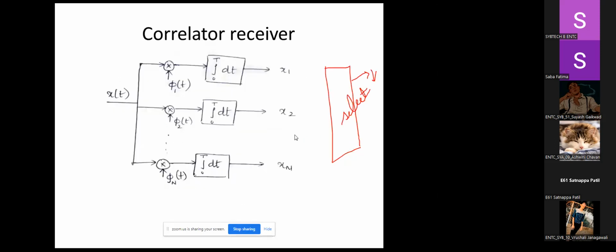So to do that, we have a correlator receiver, which uses a modulator circuit and an integrator circuit. Okay, we have a modulator followed by an integrator. This is just for your reference, this correlator receiver circuit. You don't have much explanation related to that.